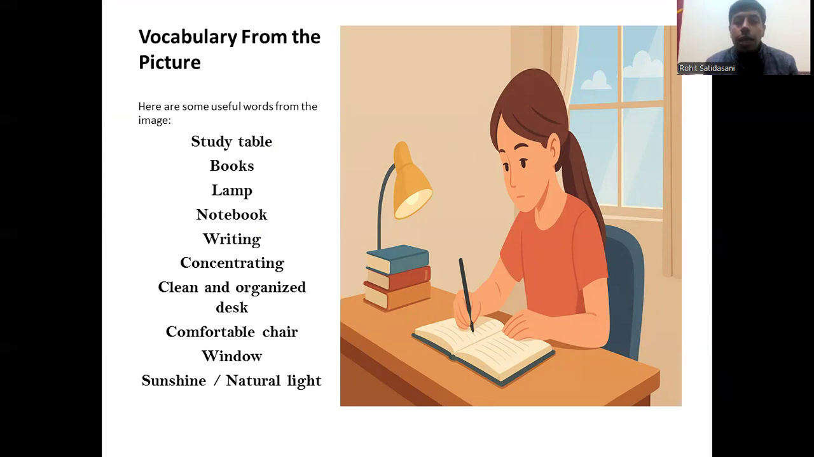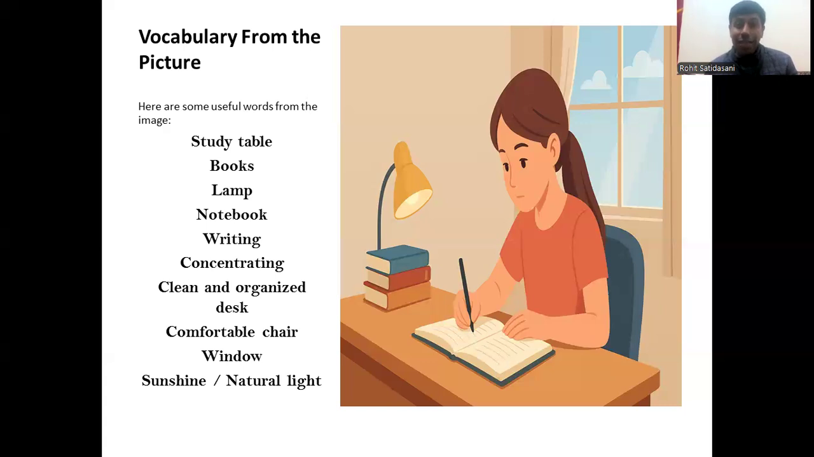So there is a study table, right? Some books, a lamp is there, notebook is there. There is a girl, she's writing, she's concentrating, she's sitting on a clean and organized desk, comfortable chair, there is a window at the back, and sunlight is entering, right? Sunlight is entering, you can say natural light is entering the room. If you still have anything which I missed out, please comment down, all right?